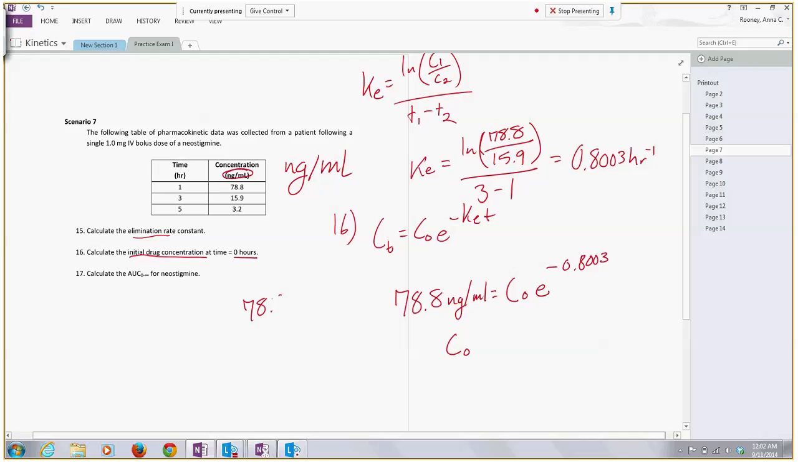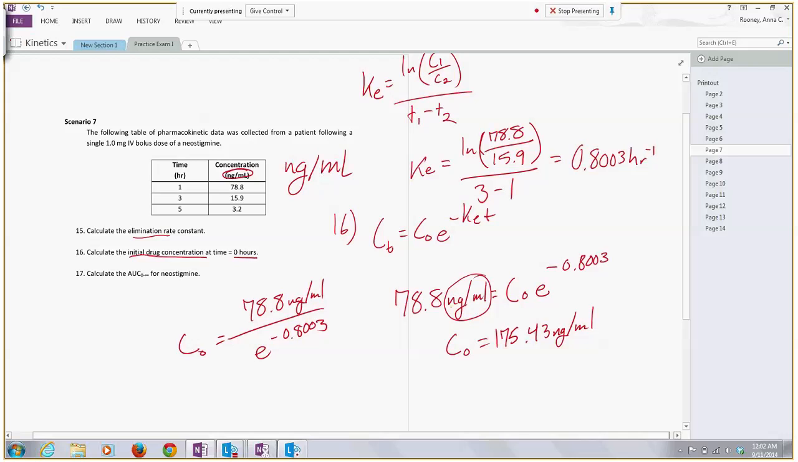Sorry, I'm getting ahead of myself. So that will equal your concentration 0 like that. And you will find that it is 175.43 nanograms per milliliter, because these do not eliminate out, these will stay.